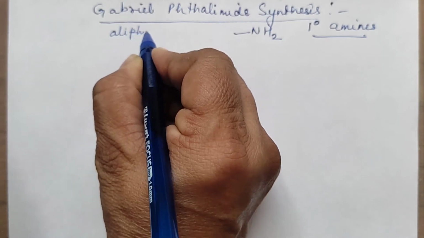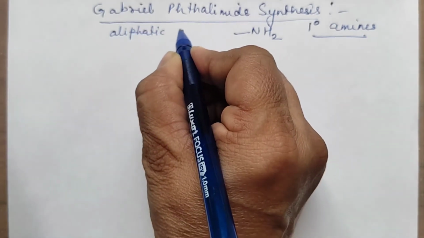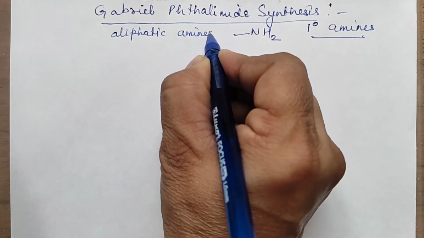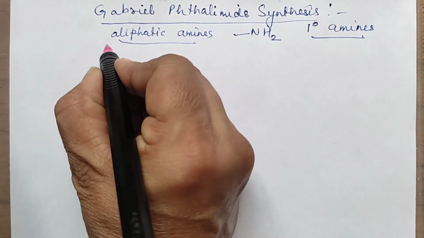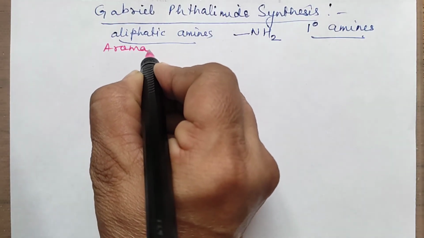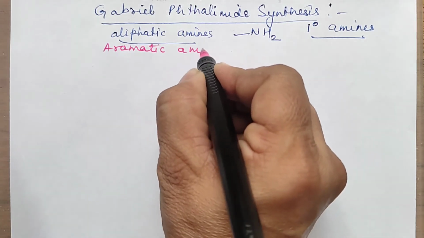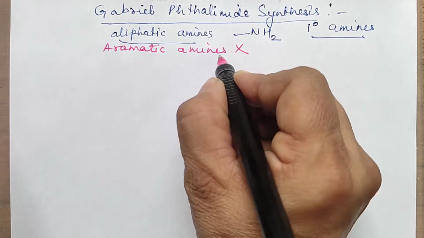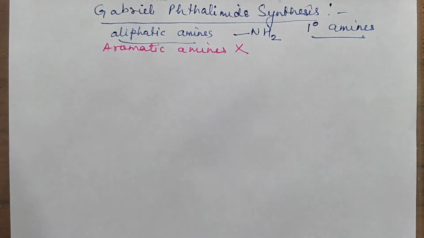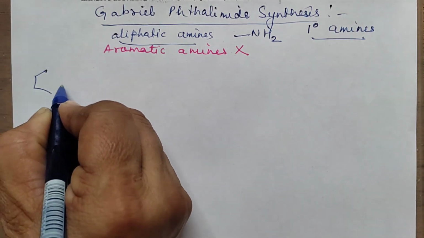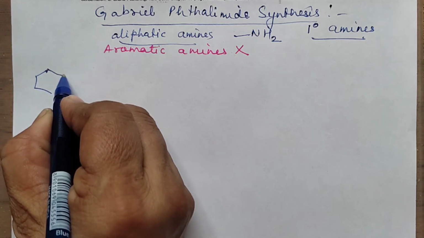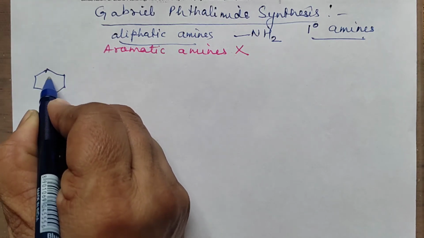What type of primary amines can be prepared by this method? You can only prepare aliphatic amines. There is one recent question asked: aromatic amines cannot be prepared by Gabriel Phthalimide synthesis. Why we are not able to prepare them, we will discuss when we talk about the reaction, then it will be clear. You can note down this question till then. Primary aromatic amines cannot be prepared by this method.